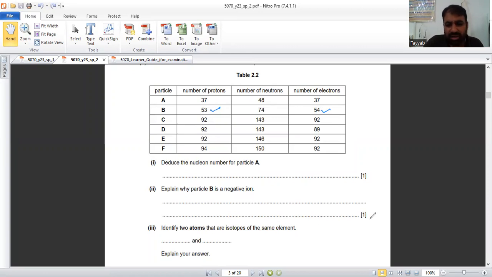It gained one electron. It is just 1 mark. So the only answer is, as this particle gained one electron, it has one more electron. Whatever way you would like to say it.